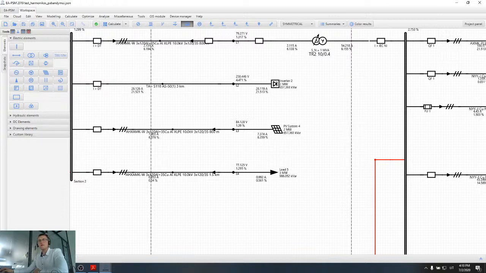Question from Kumar: is it possible to design active harmonic filters? So yes, active harmonic filters can also be designed, and I will be able to show this as well.